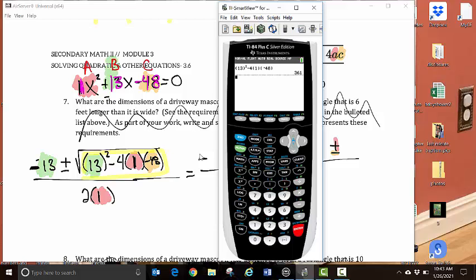I'm sorry, I didn't think about that. It is 361. I wasn't thinking about it. I knew it was a perfect square. Okay, and then you still have the negative 13 and the 2. Raise your hand if you got 361. Good. Now the next step is to do the square root of 361, and you get 19. So I have negative 13 plus 19 and negative 13 minus 19.